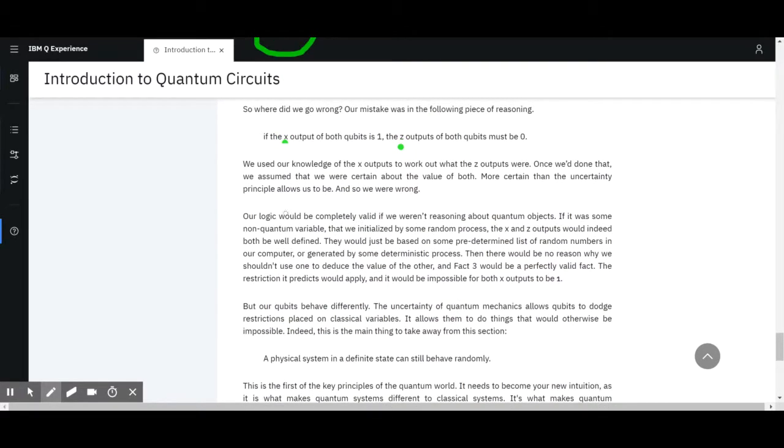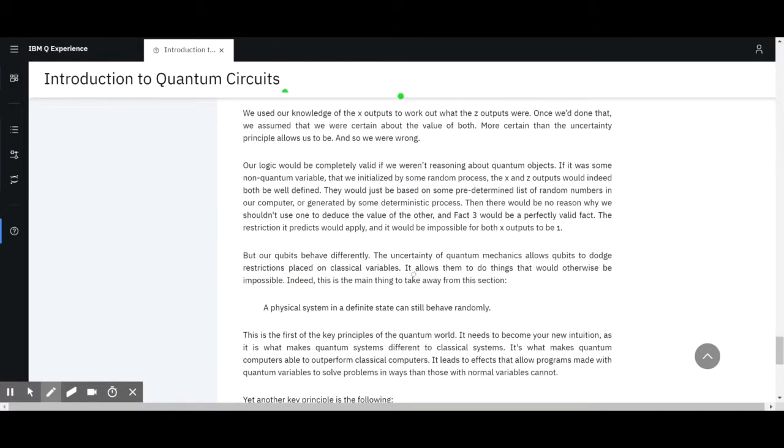What else? Our logic would be completely valid if we weren't reasoning about quantum objects. They'd just be based on some predetermined list of random numbers, and our computer generated some deterministic process. There would be no reason why we shouldn't use one to deduce the value of the other. But our qubits behave differently. The uncertainty of quantum mechanics allows qubits to dodge restrictions placed on classical variables. It allows them to do things that would otherwise be impossible.